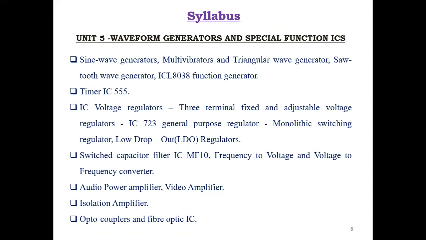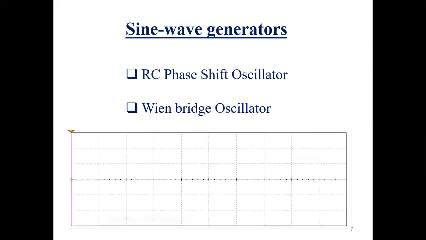In the special function ICs, we are going to discuss the 555 timer, IC 723, then the switched capacitor filter MF10, then frequency to voltage converter, then audio power amplifier, video amplifier, isolation amplifier, and optocouplers. Like that, we are going to discuss in this chapter.